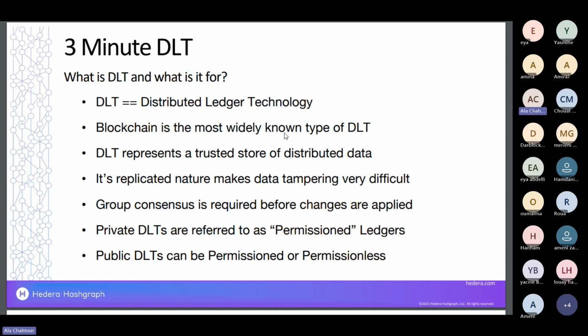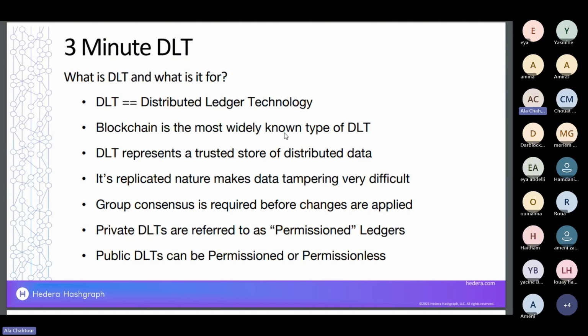Just guys, if you have any question, I can see the chat, so you can directly open your mic and say it. Perfect. So blockchain is the most widely known type of DLT, and DLTs also represent a trusted store of distributed data. It's a technology that makes us able to distribute data in a trusted manner. We trust that the system or the technology keeps the data secure, and we cannot change it whatever happens.